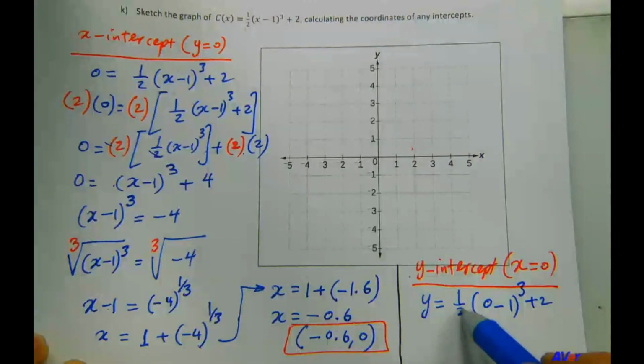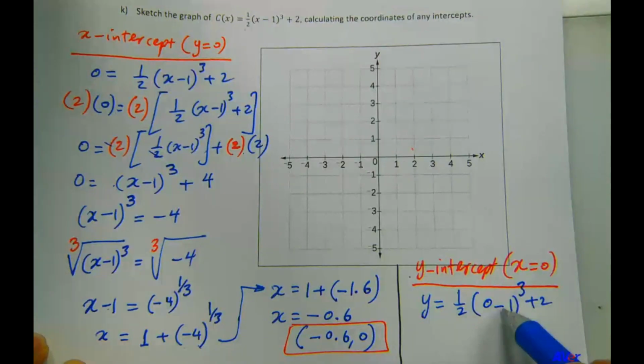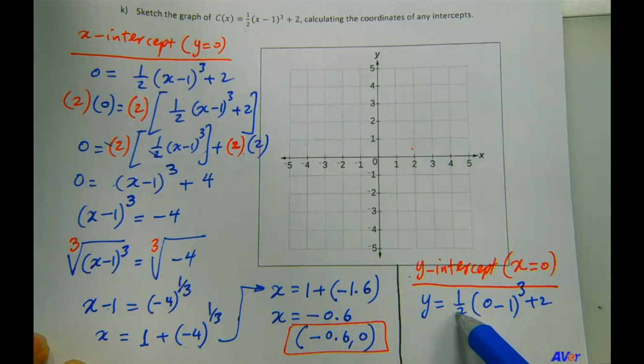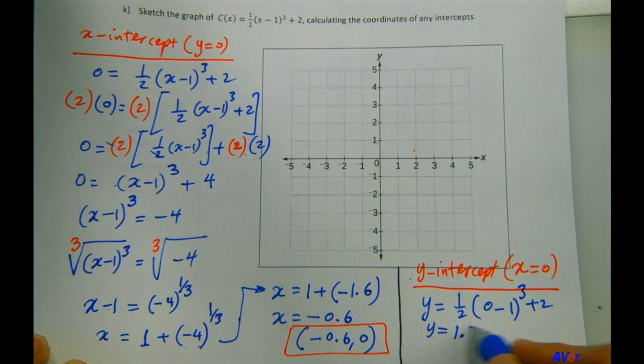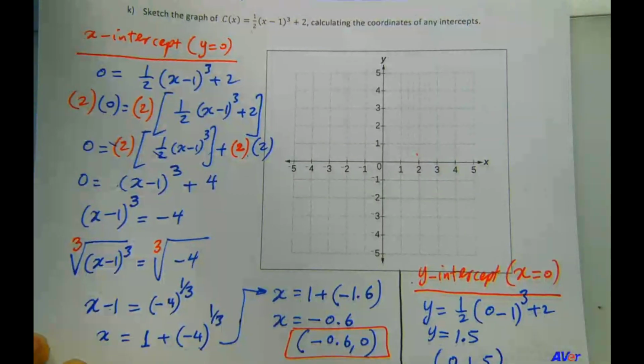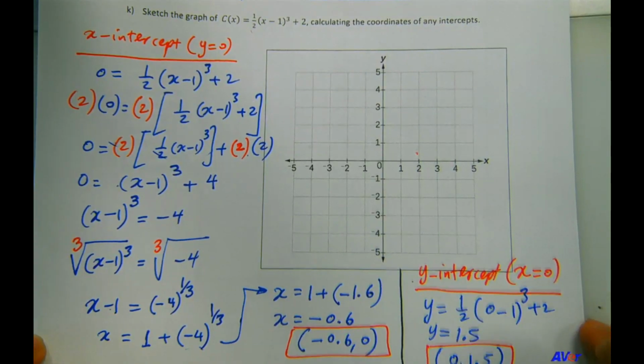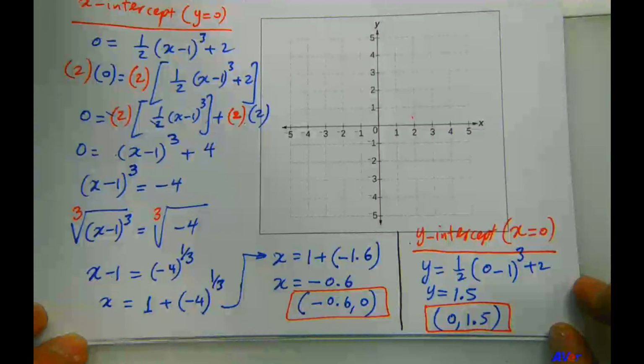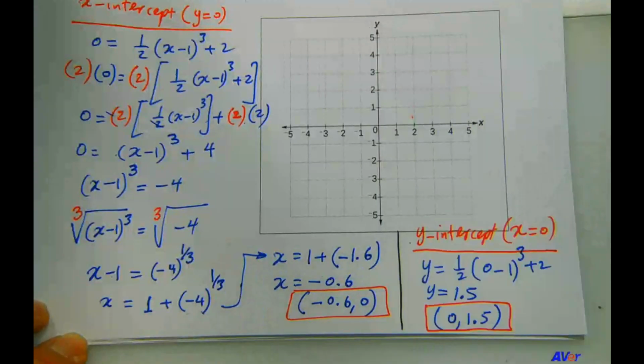I have to observe the order of operations. So minus 1 cubed is minus 1. Again, minus 1 times 1/2 is minus 1/2. Minus 1/2 plus 2 is positive 1.5. So y equals positive 1.5, or 0 comma 1.5 is the y-intercept. Sorry, I had to skip some steps in order to fit the rest of the solution in the space that I had left.